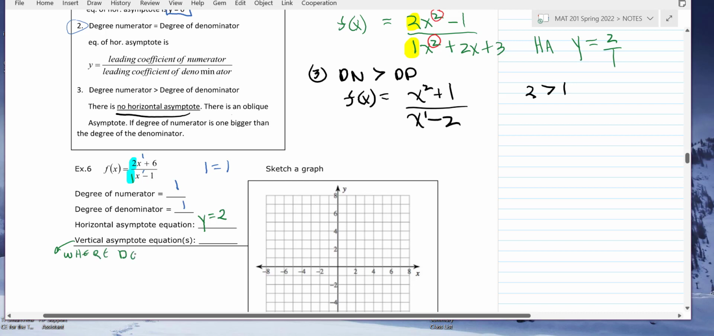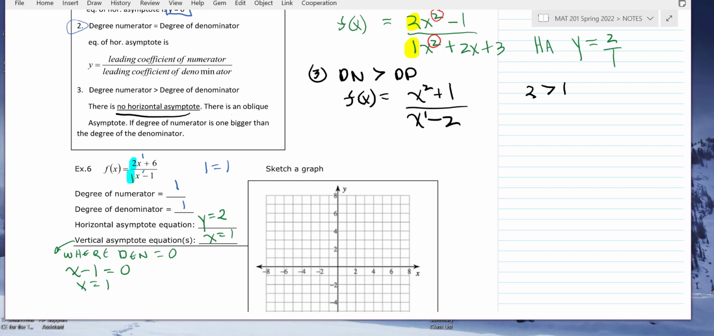And you can do this certainly in your head. So if you take that denominator, x minus 1, set that equal to 0, then you get x equals 1. Okay, so anytime you have a rational function and you're thinking about its graph, a good starting point is to find those asymptotes. So on the graph, let's go ahead and do this.